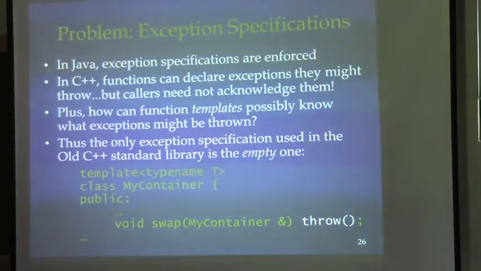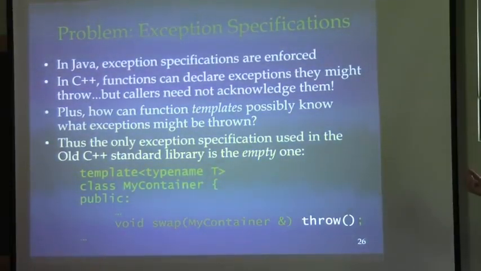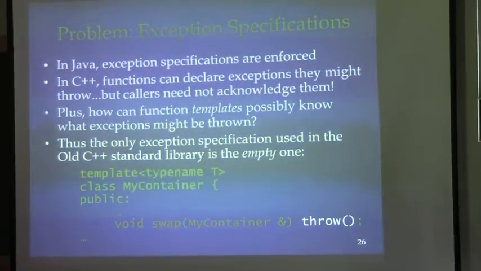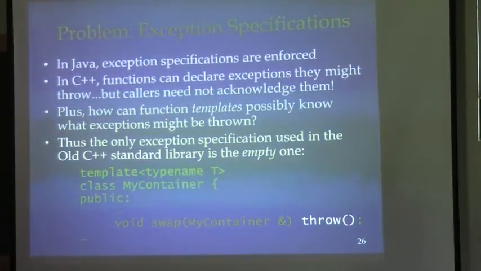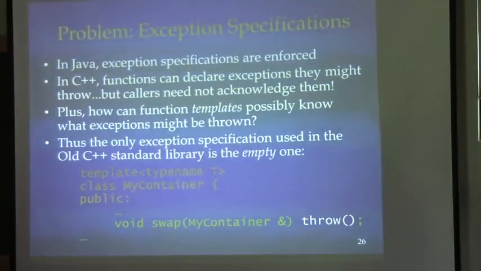In Java, when you write a function and it declares that it's going to possibly throw some exception, a caller of that function has to acknowledge that. They can't just blow it off. They can't say, oh, I'm not going to worry about it. They have to either say, I will handle this exception if it gets thrown, or they have to say, I'm going to propagate it to my caller.